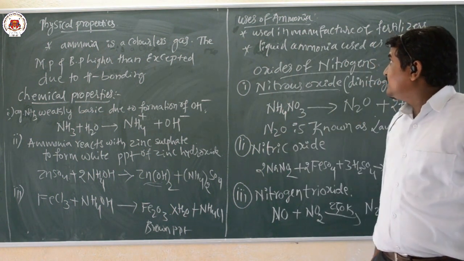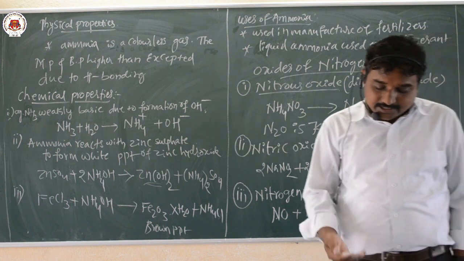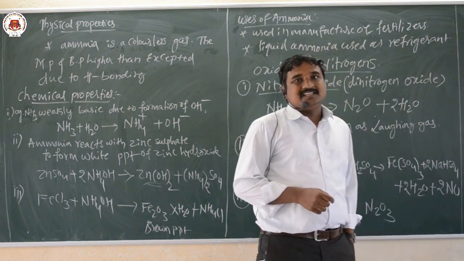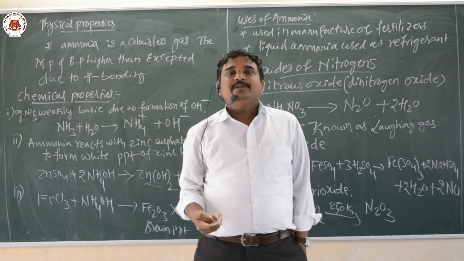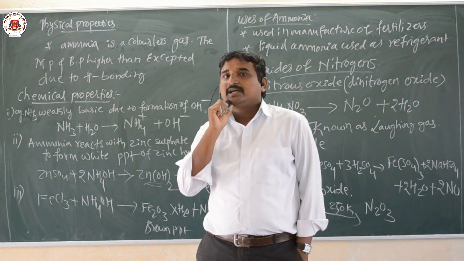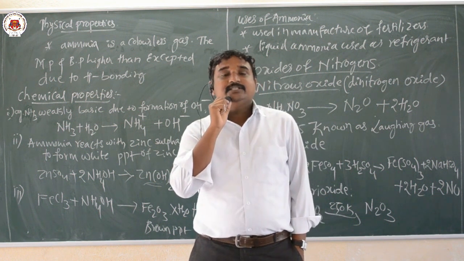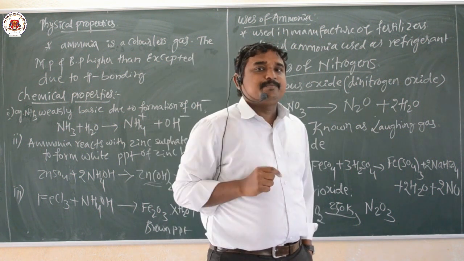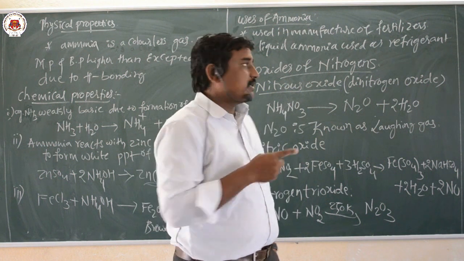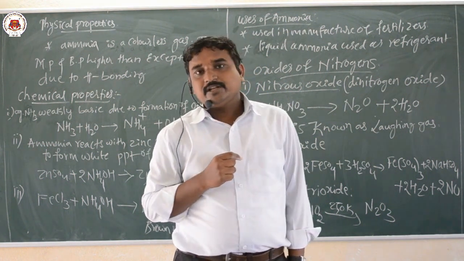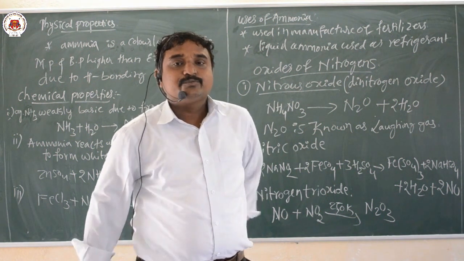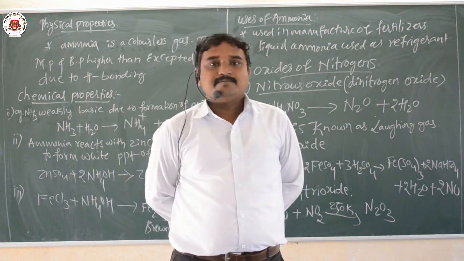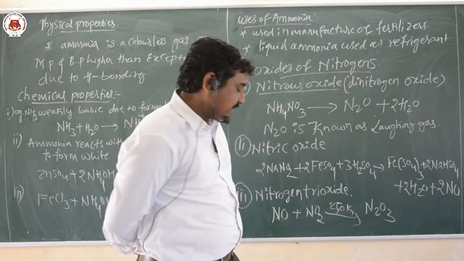So the next one is uses of ammonia. Already we know the general idea about fertilizers. So fertilizers like urea and ammonium nitrate are manufactured by using ammonia. So this is a use of ammonia. And the next use is as a refrigerant to preserve some biological materials and food articles.